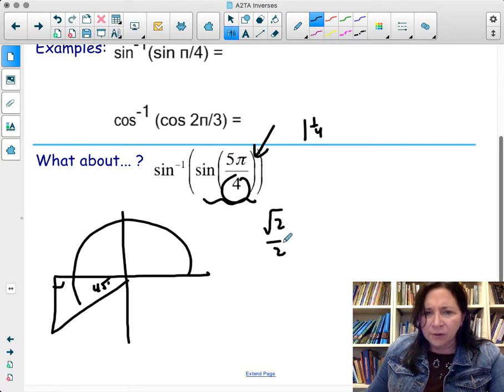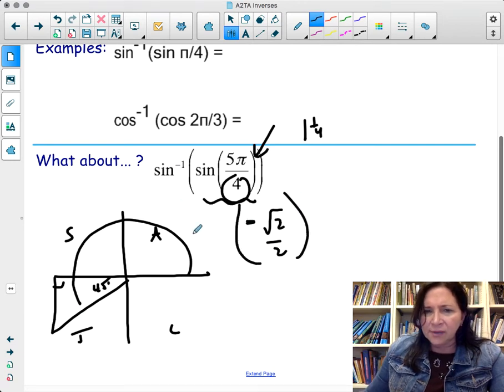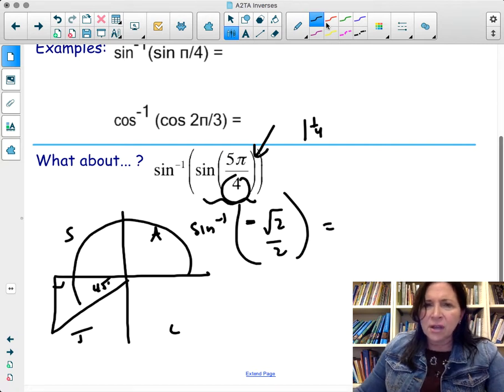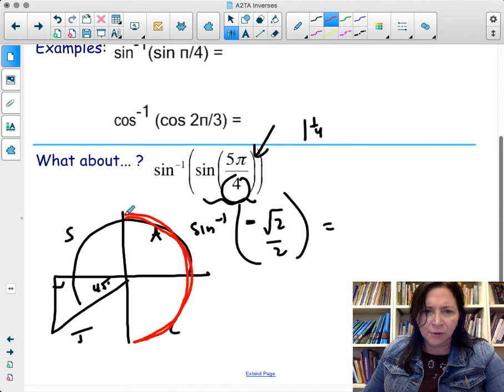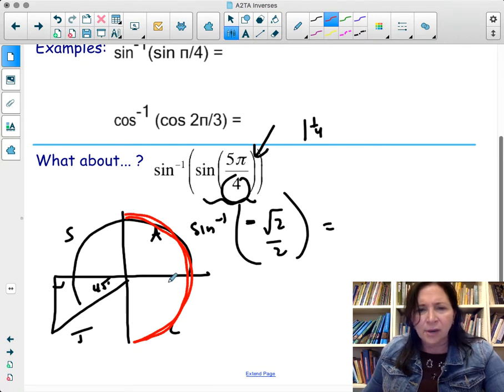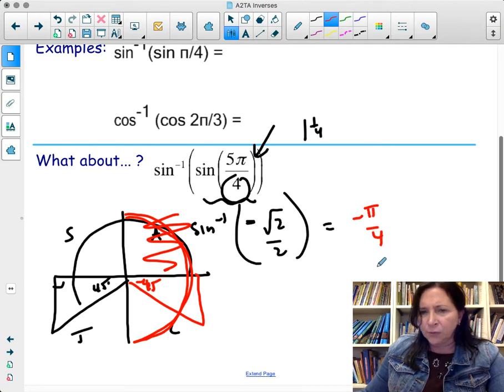However, sine in this quadrant is negative. So this is negative, okay? So now the question is, arc sine, where is sine negative root 2 over 2? So now what's happening is I am now restricted to this first and fourth quadrant. So this is saying, where is sine root 2 over 2? It's not here because this is negative. So I'm down here at negative 45 degrees, or at negative pi over 4.